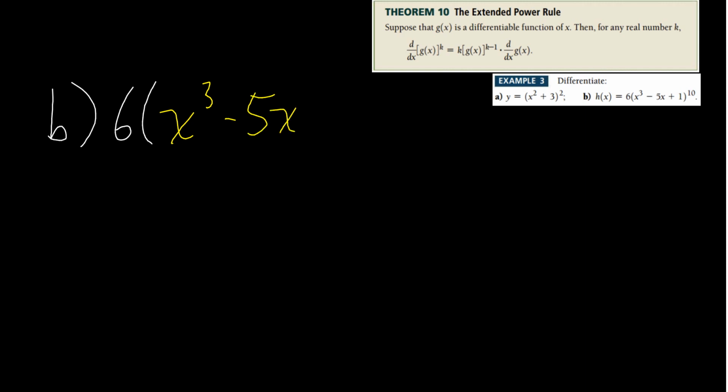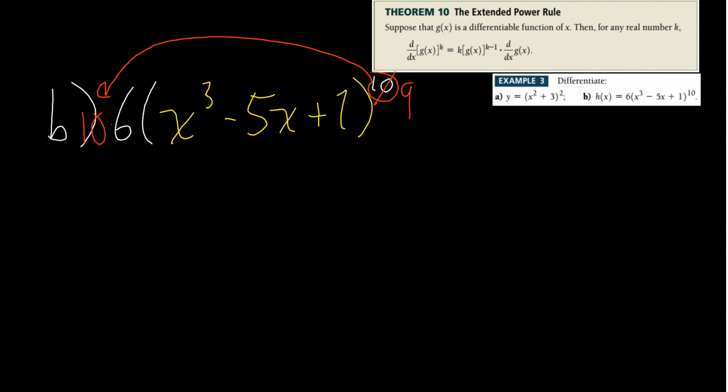All right, so B. Okay, so I wrote it like this. I did 6, and then put in yellow x cubed minus 5x plus 1, all raised to the 10th power. So again, remember, I take this 10 and put it out front. So there's a 10 times 6 there, and that 10 goes down 1 to a 9. Keep all that in mind.